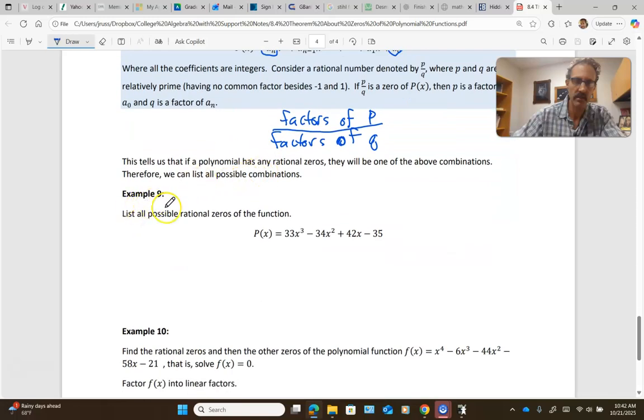It says list all possible rational zeros of the function. Now notice it doesn't say list the rational zeros, it says list all possible. So what we're doing is we're listing some candidates. And so we're going to list all the factors of p, and then we're going to list out all the factors of q, and then we're going to see what combinations those give us.